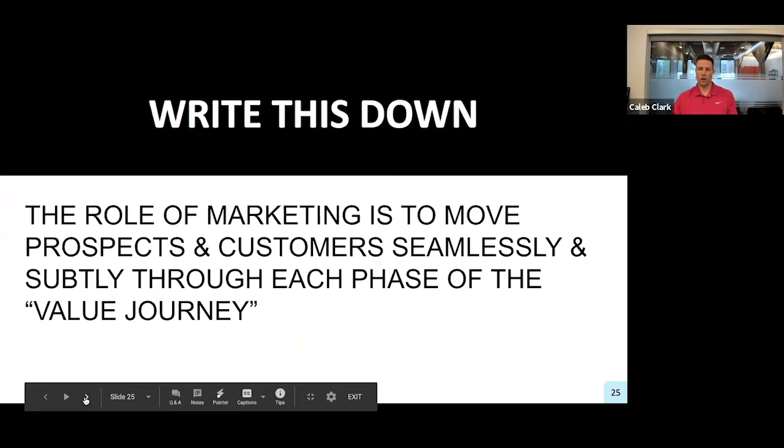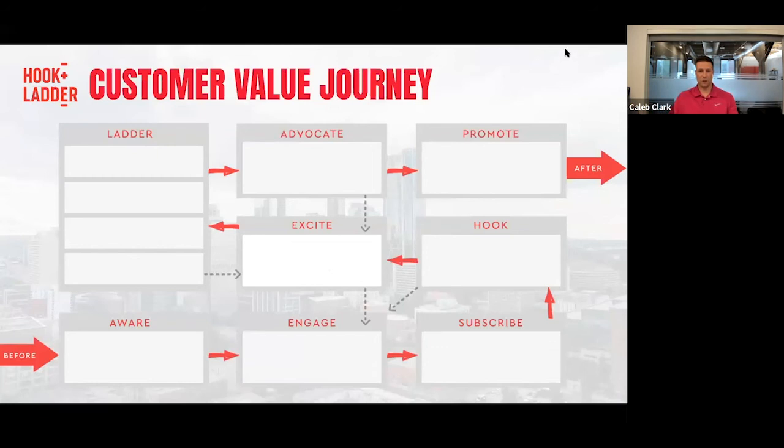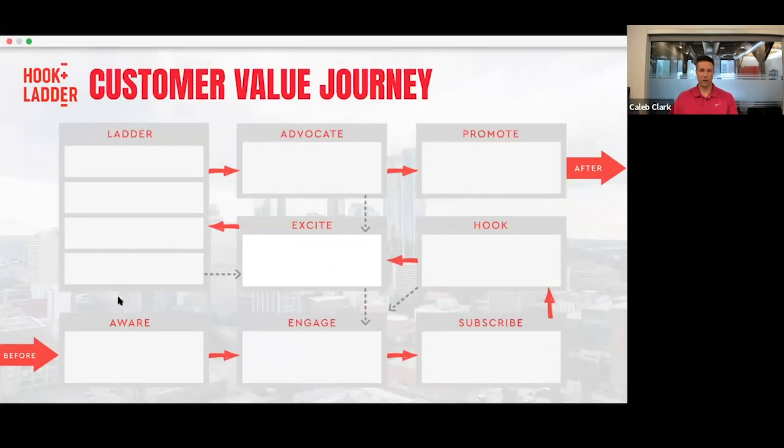The role of marketing, I encourage you to write this down and reflect on this, is just to move prospects and customers seamlessly and subtly through each phase of their value journey. It's kind of just shepherding that sequence or that transformation. So a big tool and process that we go through with all of our clients at the very beginning is to draw out this customer value journey for each customer segment.